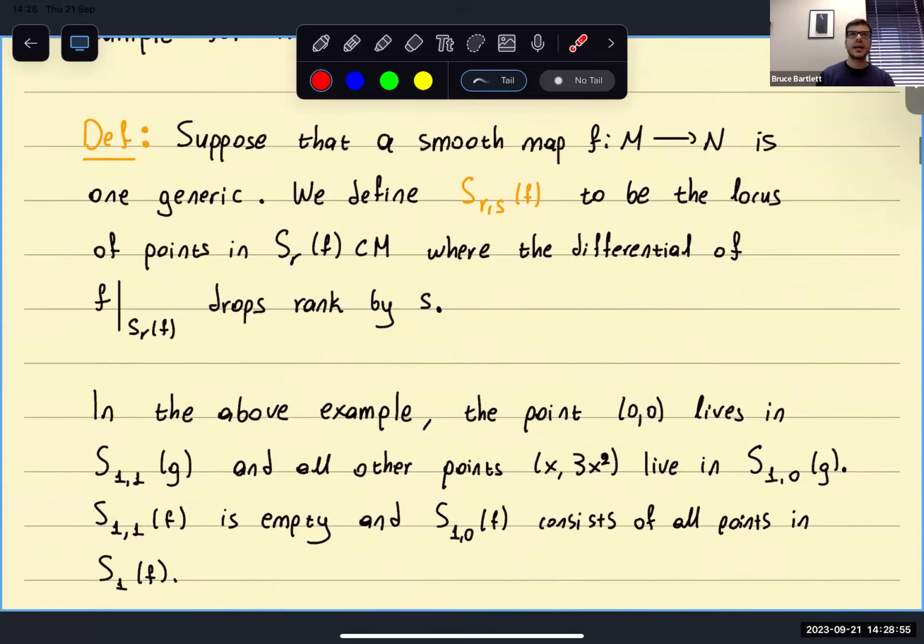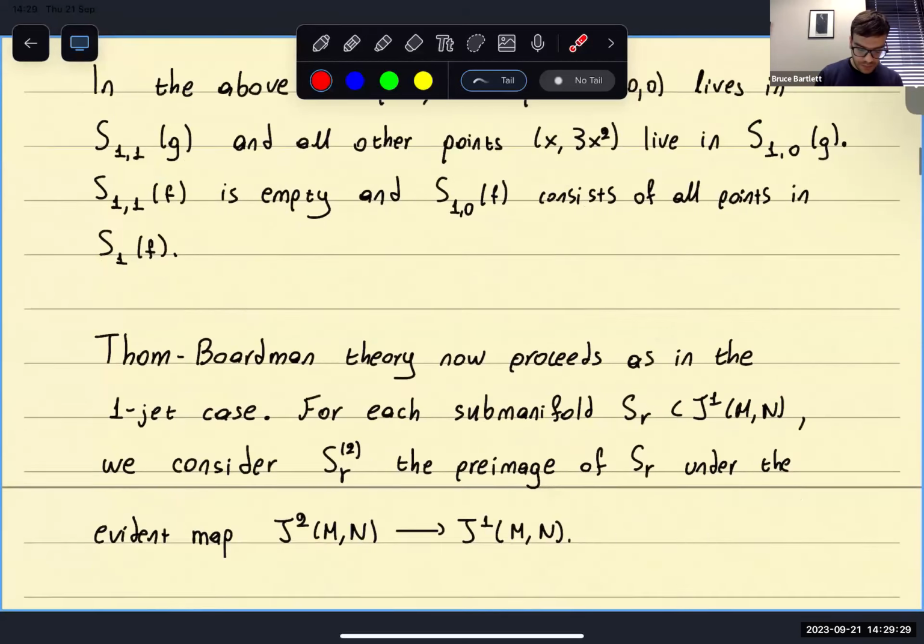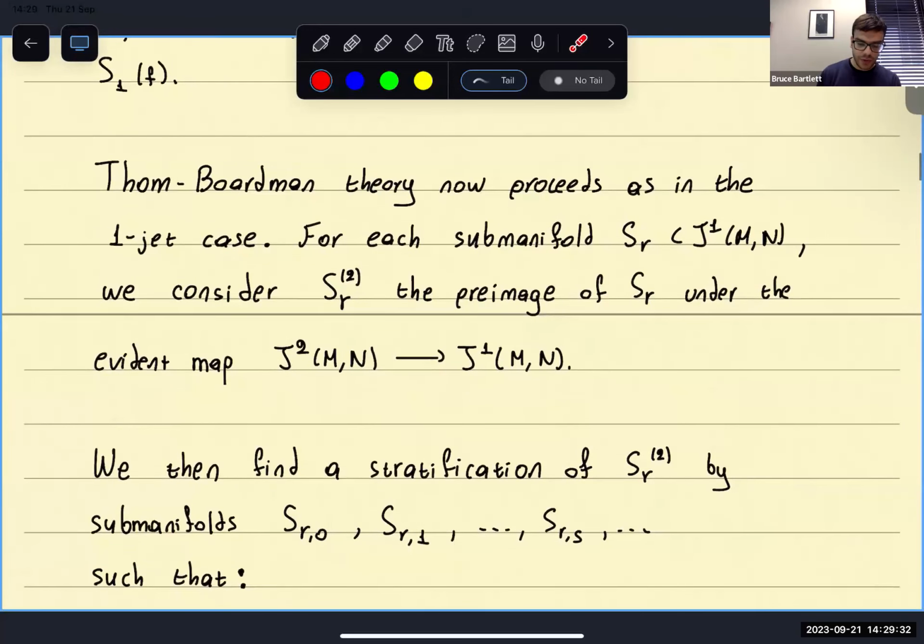Now basically, I guess the motto is that we had these subsets S_r(F), and they made us introduce these strata in the first jet space. And we are going to proceed very analogously. So we are going to do the analogous thing in the second jet space for these subsets as r comes. So the story basically goes as follows.